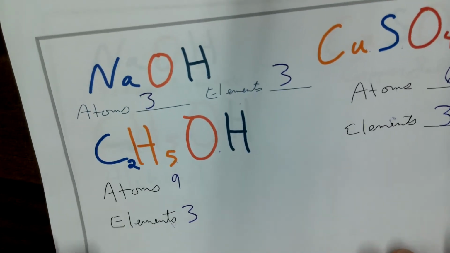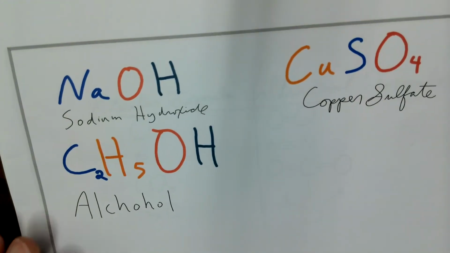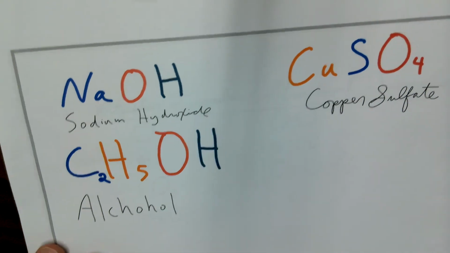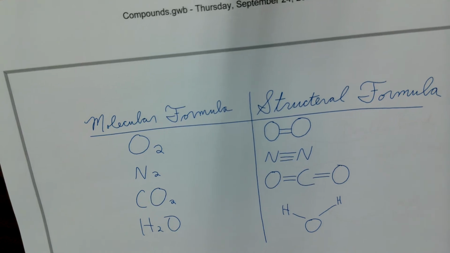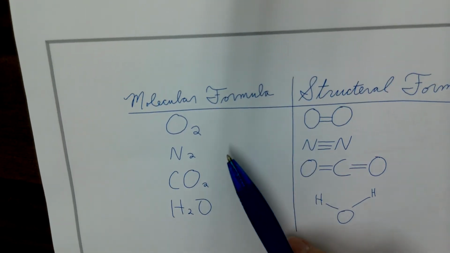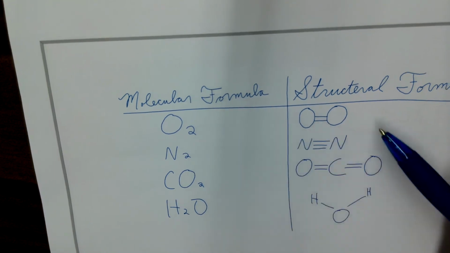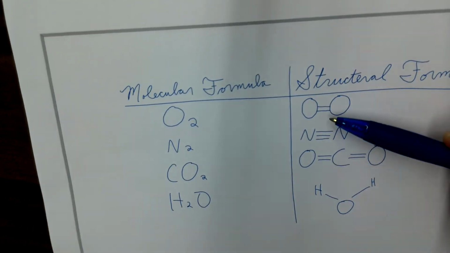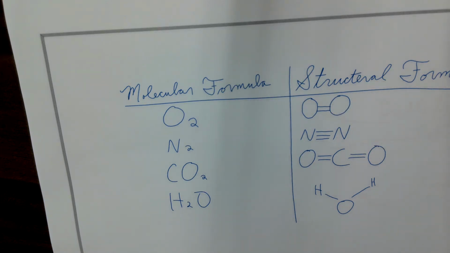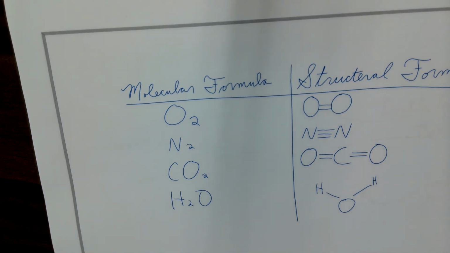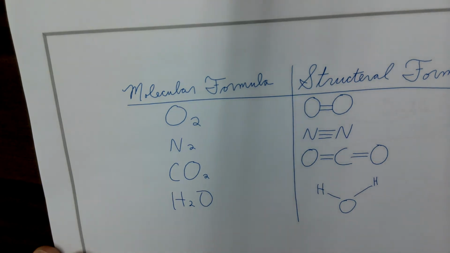And these compounds have names. Sodium hydroxide, copper sulfate, and alcohol. These are the molecular formulas, O2, but here's a structural formula. It's showing us how many bonds there are with those electrons being shared, or electrons actually going into other atoms. That's not important for grade 6, but just know that there's more than one way to write the formula for molecules and compounds.